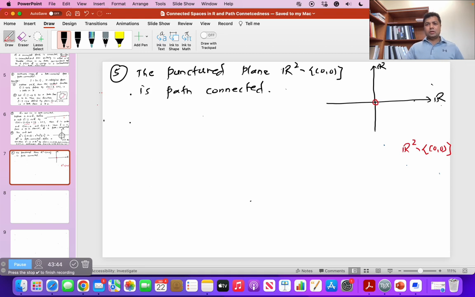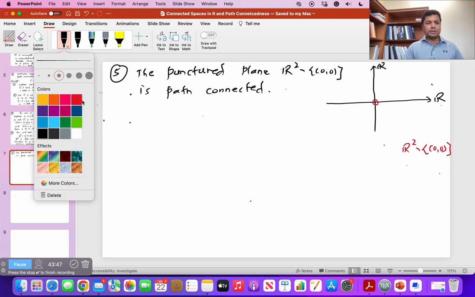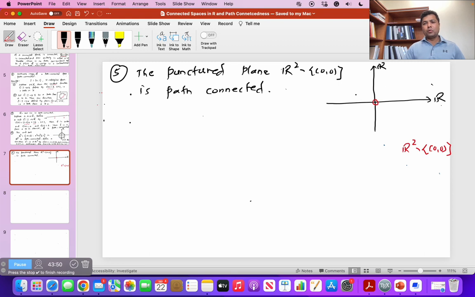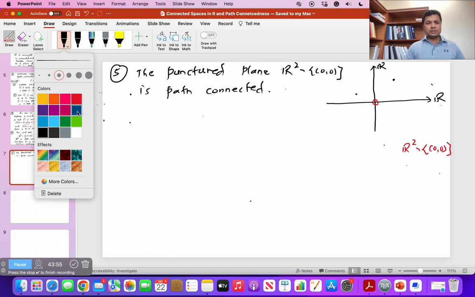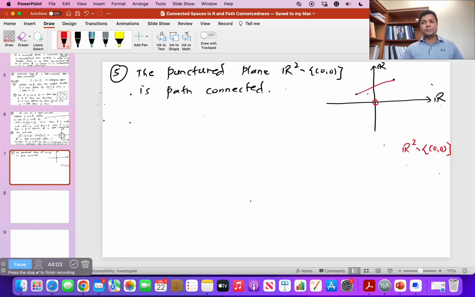You can see geometrically it is quite obvious. Let's say I have 2 points here, one over here and one over here. If these are my 2 points, then we can join these 2 points by a straight line, if the straight line does not pass through the origin. That's going to be my path. But if the straight line passes through the origin, then we cannot say that the straight line is a path here.